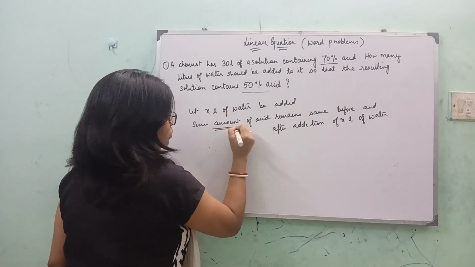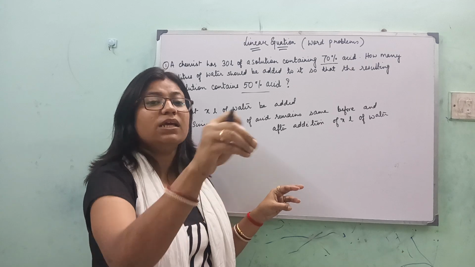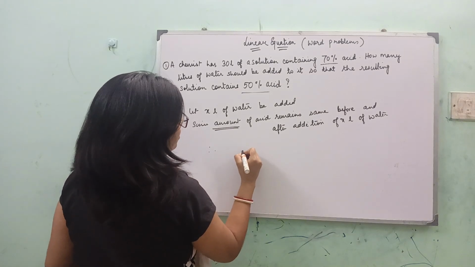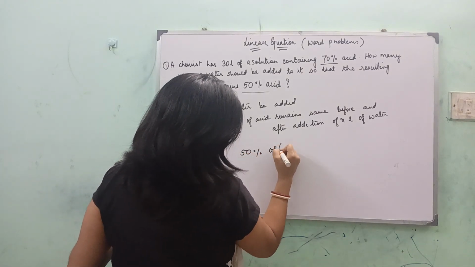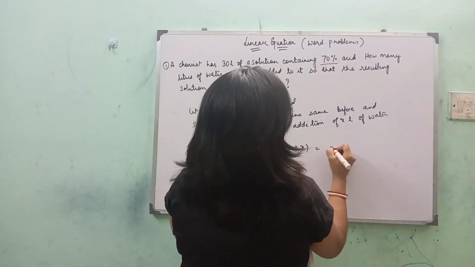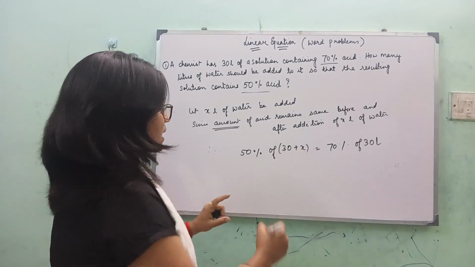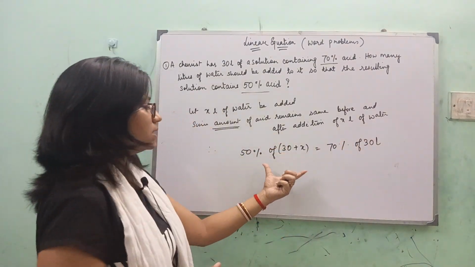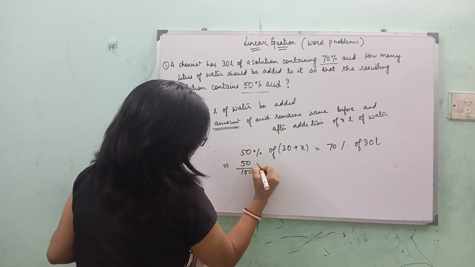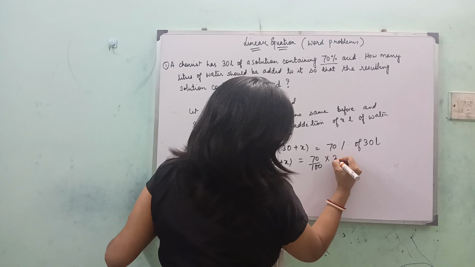therefore, see, I am not saying percentage, the percentage is changing but the amount is remaining the same because you did not add any new amount of acid in it. That means 50% of 30 plus x, initially it was 30 liters, now it is 30 plus x liters, is equal to 70% of 30 liters. So what are we equating on both sides? The content of acid. The amount of acid here and here are the same. So simplifying, 50 by 100 into 30 plus x equals 70 by 100 into 30.